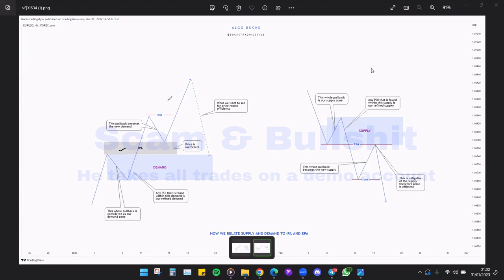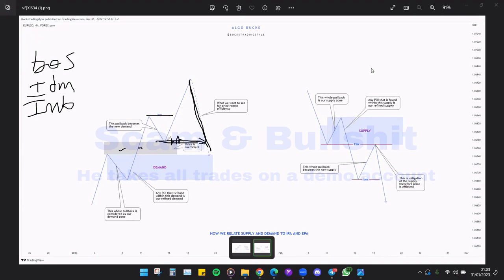And then price breaks structure to the upside, we have a break of structure, right? Then when price comes down and takes this low right here, this becomes inducement. So remember our valid supply or demand zone criteria: we need to see a BOS, inducement, and imbalance. When this low gets taken, this becomes inducement. This high right here then becomes a fake break of structure.